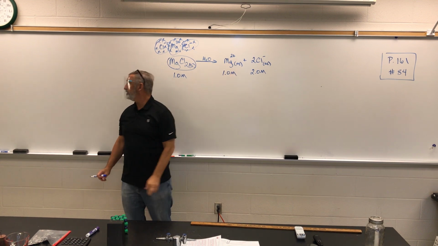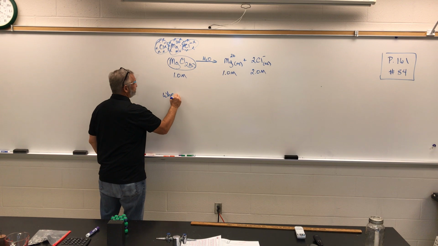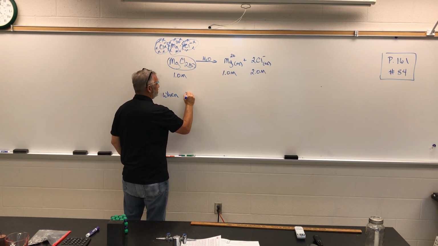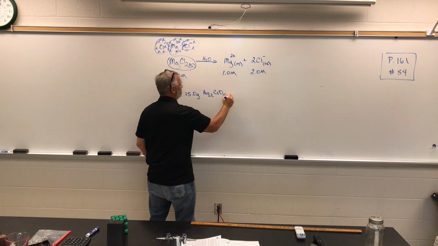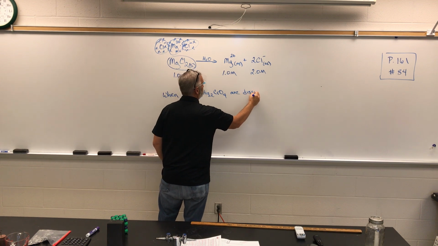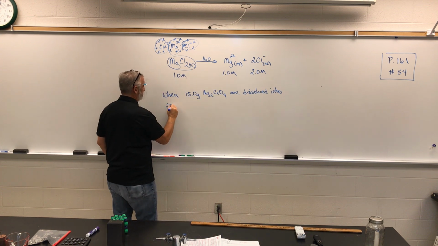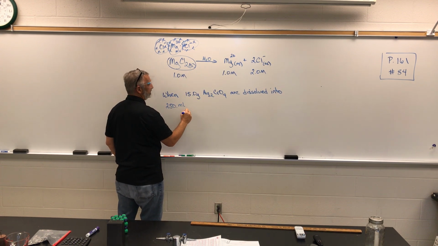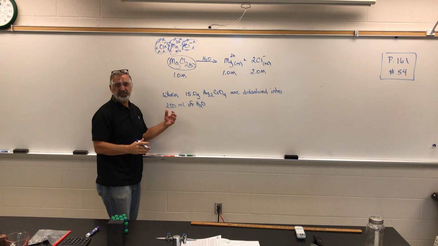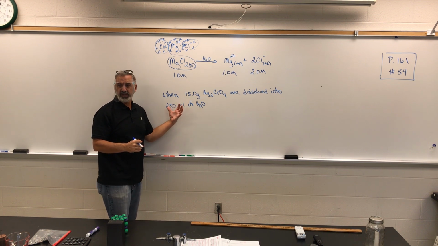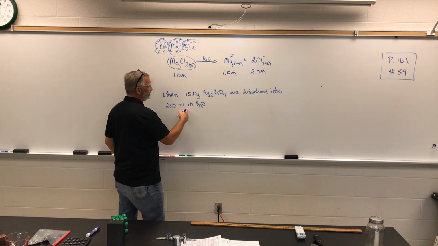Okay? So if we said, okay, I'm just gonna make up something, 15 grams of silver chromate are dissolved in 250 milliliters of water. I really worded that wrong. I really need to say, dissolved in enough water to make 250 milliliters, because it's the volume of solution. Okay, but we're gonna say this is the volume of the solution.